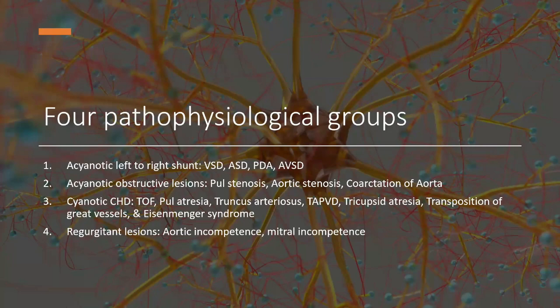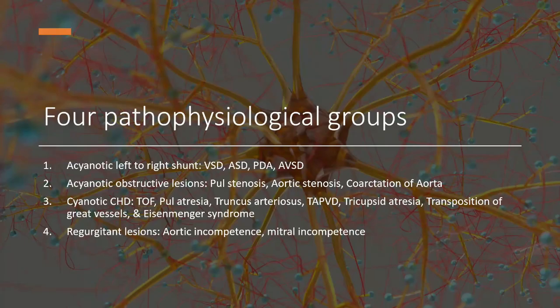And then in terms of cyanotic congenital heart disease, these can range from tetralogy of Fallot, pulmonary atresia, truncus arteriosus, total anomalous pulmonary venous drainage, tricuspid atresia, transposition of great vessels, and also Eisenmenger syndrome. And then the 4th group they usually talk of is the regurgitant lesions. These are your aortic incompetence and mitral incompetence. These can be classified under acyanotic lesions also.